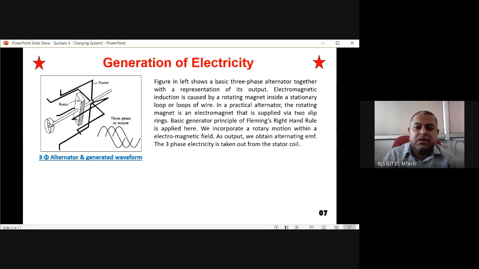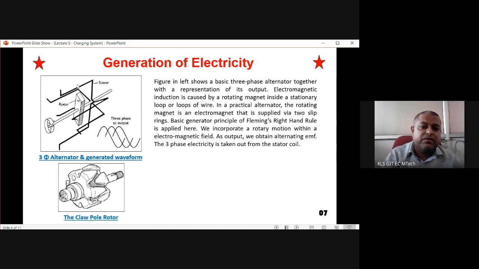So electromagnetic induction is caused by a rotating magnet inside a stationary loop or loops of wire. In a practical alternator, the rotating magnet is an electromagnet that is supplied via two slip rings. So this is actually the slip ring somewhere. Okay, it is not shown here, but there is also some kind of coil at the rotor, and that coil is supplied through the slip ring, getting the electricity and producing the electromagnet. So the electromagnet is supplied via two slip rings, with brushes and all those contacts. The basic generator principle of Fleming's right hand rule is applied here. We incorporate a rotary motion within the electromagnetic field. As output, we obtain the alternating EMF. Three-phase electricity is taken out from the stator coil.